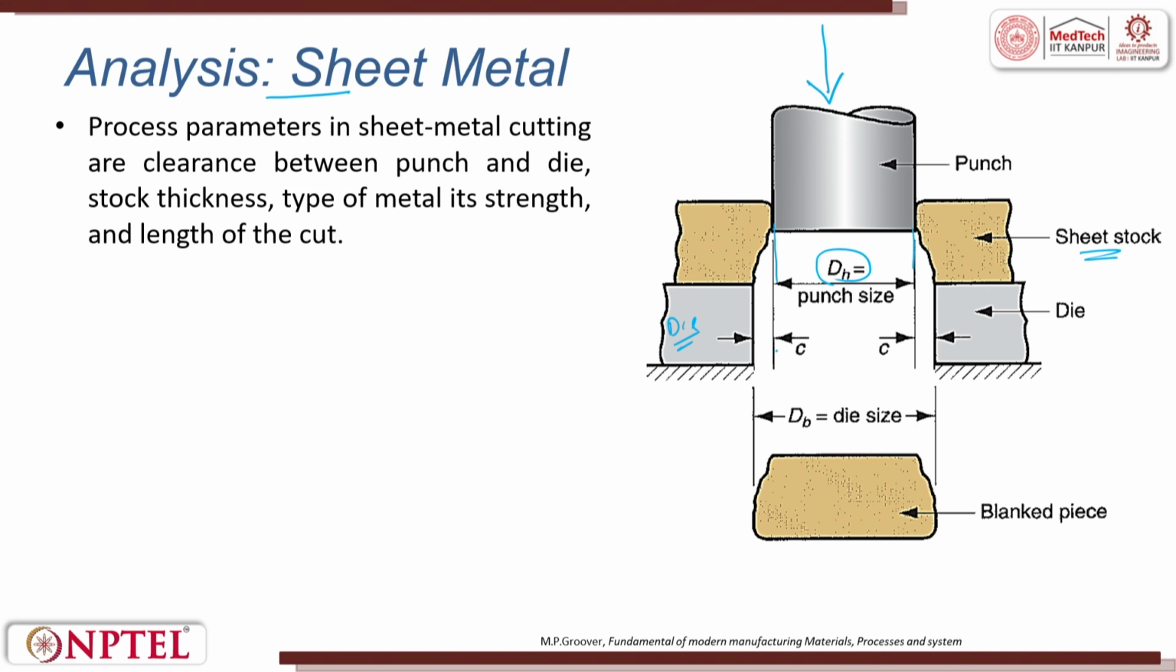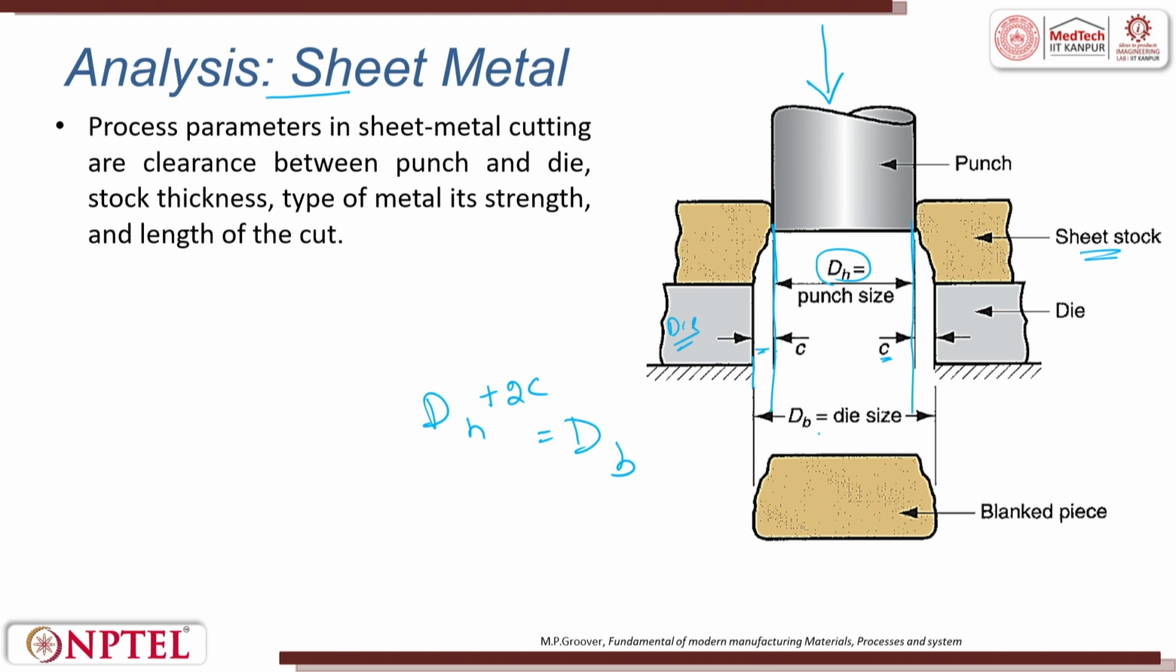There is always a clearance between the punch and the die. That is called C, the clearance. So the die size is DH plus 2 times C, which will be DB. Die size will be larger. Why? Because as and when you punch, the part has to fall down without any clogging. So it will push itself and then it will fall down.